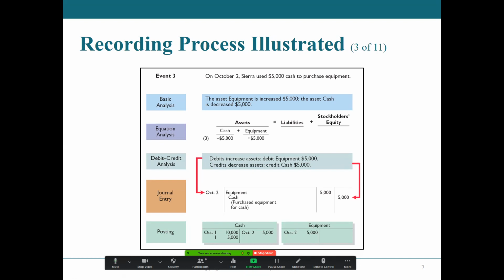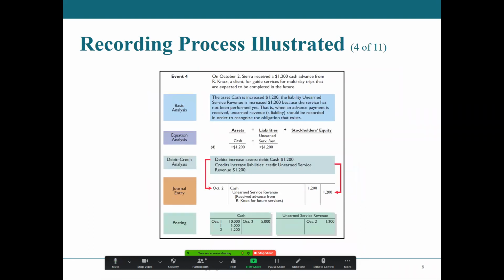Equipment is an asset account, so it increases with a debit, so we'll be debiting equipment. Cash is also an asset and it decreases with a credit, so we'll be crediting cash. And so there's our journal entry: a debit to equipment 5,000, a credit to cash of 5,000. Then we post to the T accounts. All right, a few more examples here till we're sick of them.